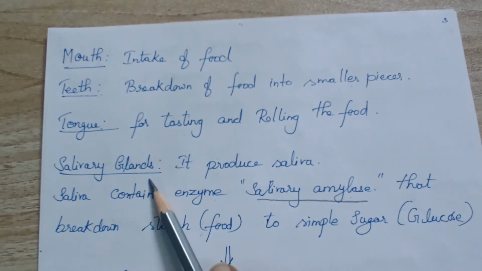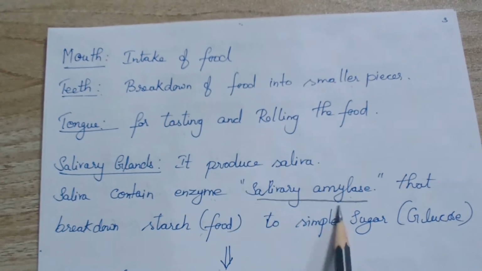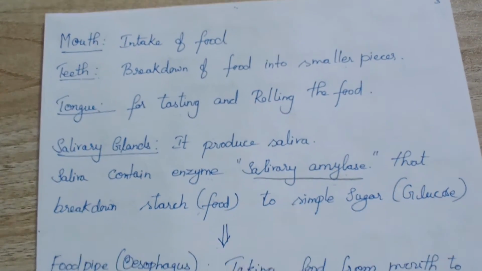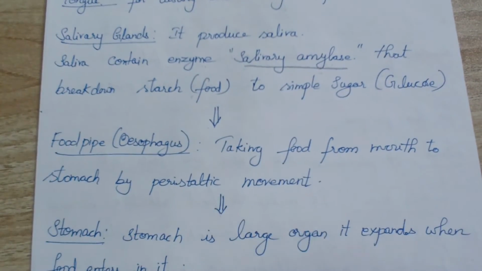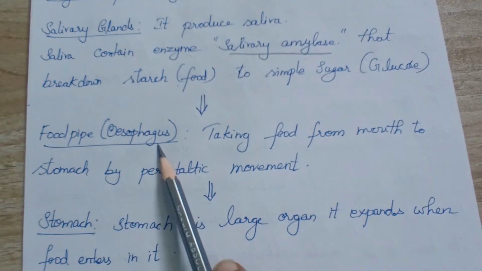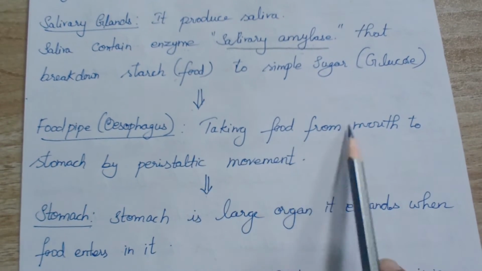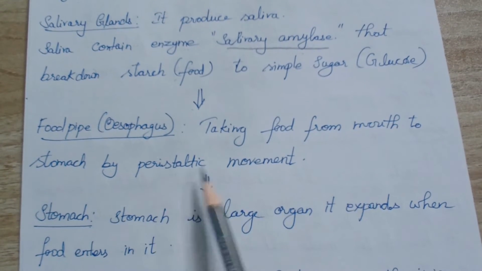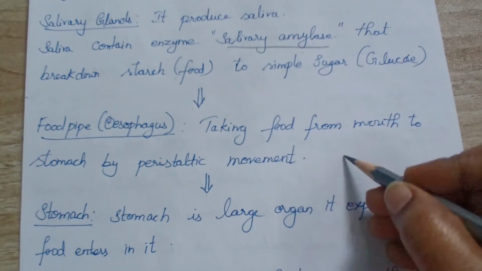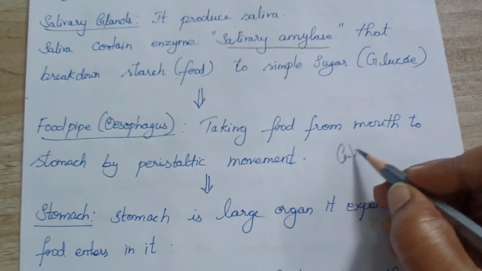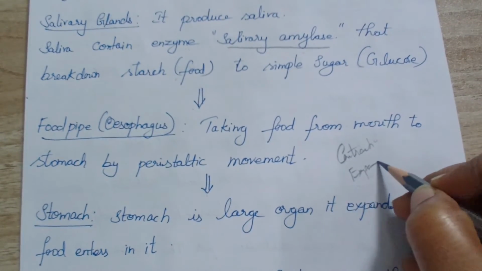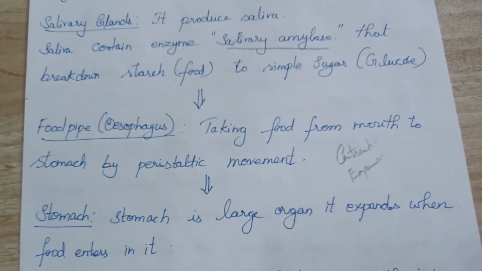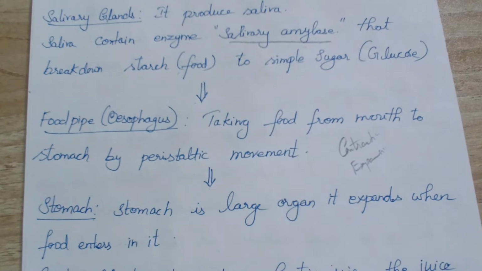In the salivary glands, what is the enzyme secreted? Salivary amylase. Next, the food will move to the food pipe, which is the esophagus. It takes food from the mouth to the stomach by peristaltic movement, that is, continuous alternate contraction and expansion.